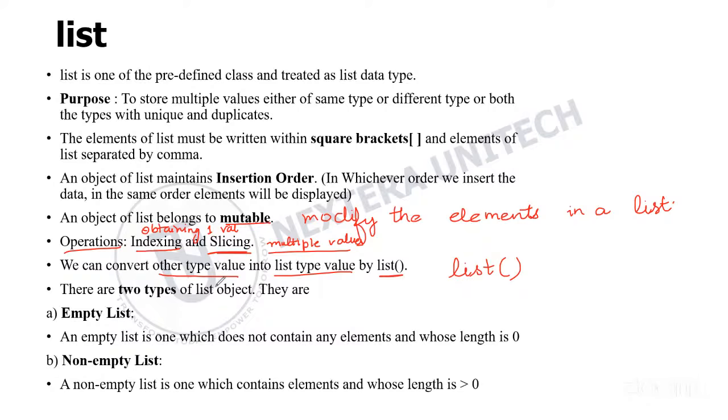So there are mainly two types of lists, that is empty list and non-empty list. Firstly, let's know about empty list. An empty list is nothing but a list which doesn't contain any elements. So the length of the list will be 0. And when it comes to non-empty lists, a non-empty list is the one which contains elements and the length will be obviously greater than 0. So it will contain elements, right? So there will be some length, that is the length is greater than 0.